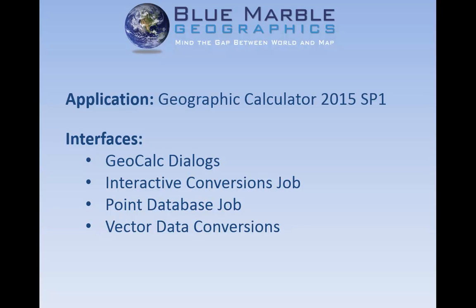We're going to be looking at a system called Horizontal Time Dependent Positioning that is a toolkit published by the U.S. National Geodetic Survey that we've embedded in the Geographic Calculator for several years now. We're going to be looking at a few key dialogues and interfaces in the Geographic Calculator. We'll look at exactly how HTDP is enabled on the GeoCalc dialogues, where we work with our coordinate systems, making selections, defining new systems. And then we'll put those to work on the interactive conversions job, the point database conversions job, and vector data conversions job.